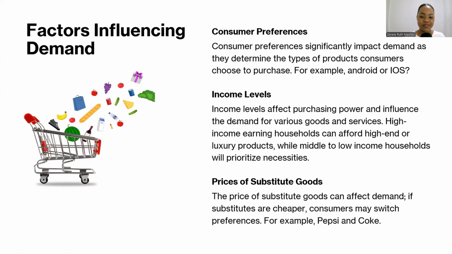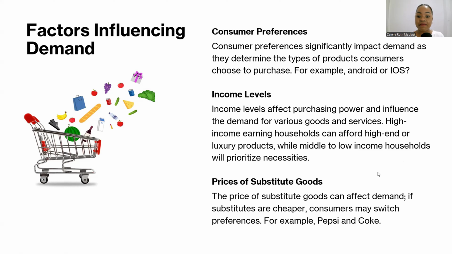Next, we have income levels. Income levels affect purchasing power and influence the demand for various goods and services. High-income earning households can afford high-end or luxury products, while middle to low-income households will prioritize necessities. So basically, your income will determine or choose for you what you can buy or what you are able to demand.